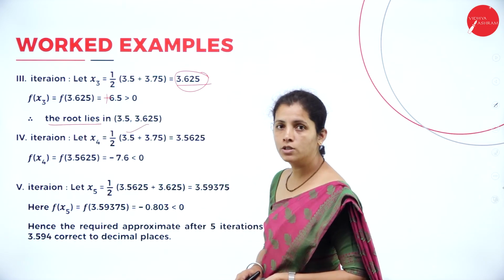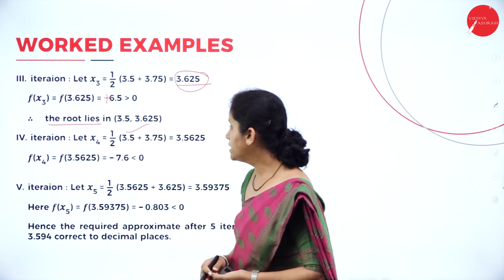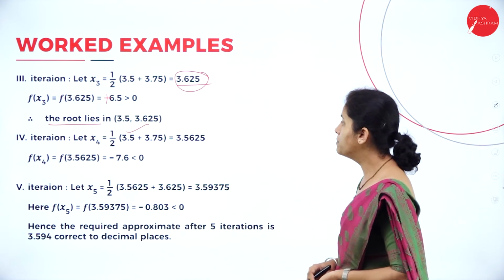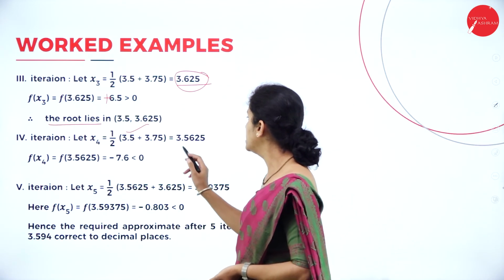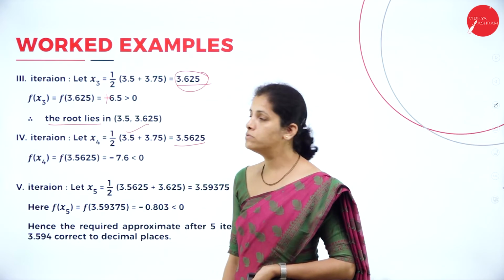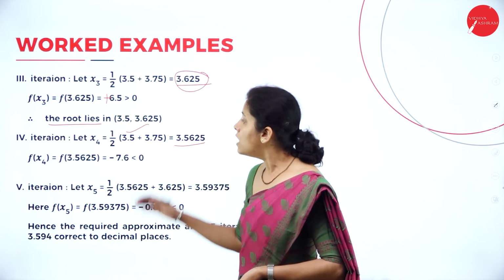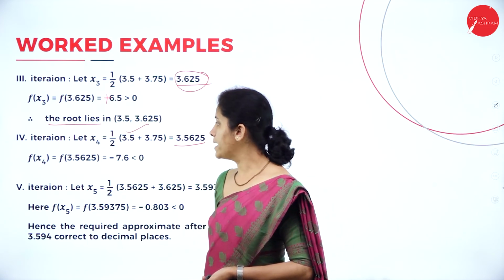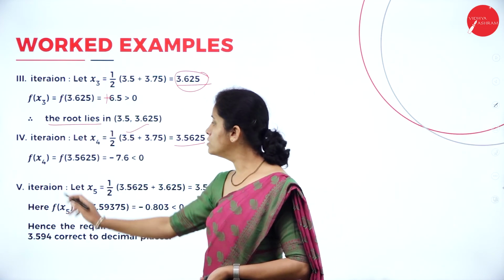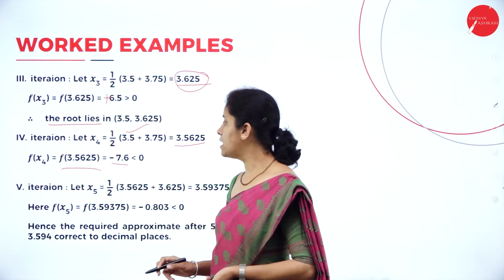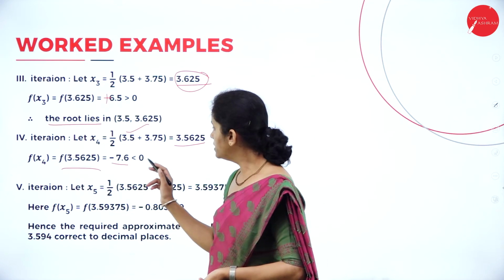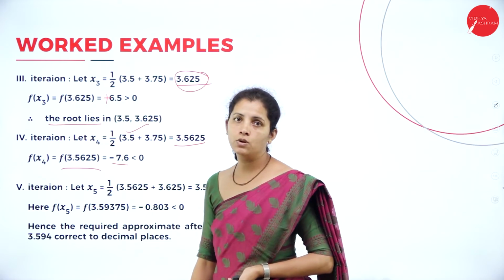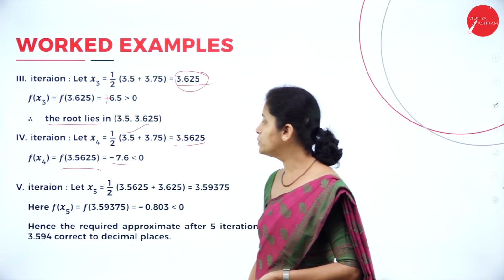So dear student, in my fourth iteration, I'm going to consider A and B values, and I'm going to get the value 3.5625. After that, I'm going to substitute that in my f of x4. So I will get minus 7.6. That is less than 0. That is nothing but a negative number.